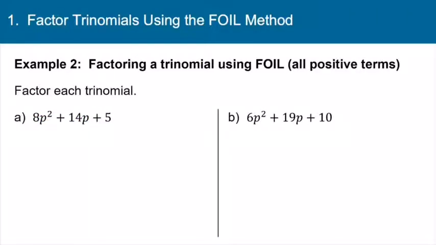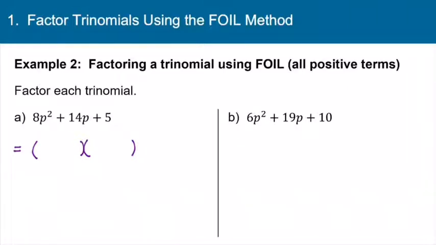So now let's look at example 2, and we're going to just keep using this same process over and over. For part A, we have 8p squared plus 14p plus 5. Let's first see if there is a common factor that needs to be factored out. Notice that p is not common to all three terms, so that's good. Notice that there is nothing besides 1 that goes into 8 and 14 and 5. So there's no GCF that we need to factor out, and we can go ahead and set down our two empty pairs of parentheses.